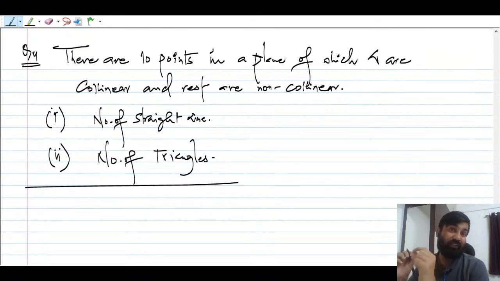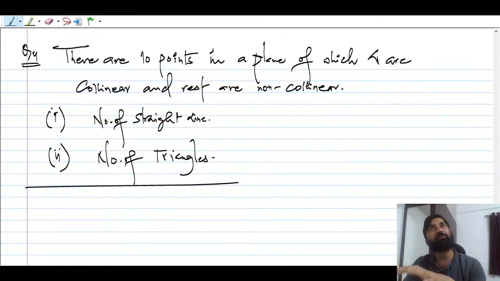एंड लेट मी टेल यू गाइस, डोंट कीप इन माइंड एनी सॉर्ट ऑफ प्री कंसीव नोशन कि आपको पीएनसी नहीं आता है, यू कैन सॉल्व इट. नो, यू कैन सॉल्व इट. डोंट कीप इन माइंड कि अगर वो टीचर आपको नहीं पढ़ाया तो आपसे नहीं बनेगा. नो, डोंट थिंक लाइक दैट, ओके. All preconceived notions should be taken away, ठीक है. So there are 10 points in a plane of which 4 are collinear and rest are non-collinear. Number of straight line and number of triangles you have to find.